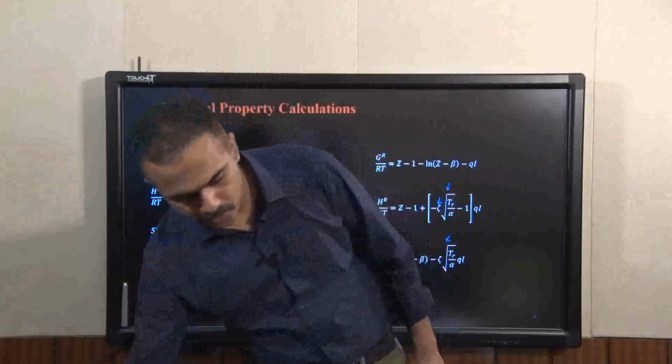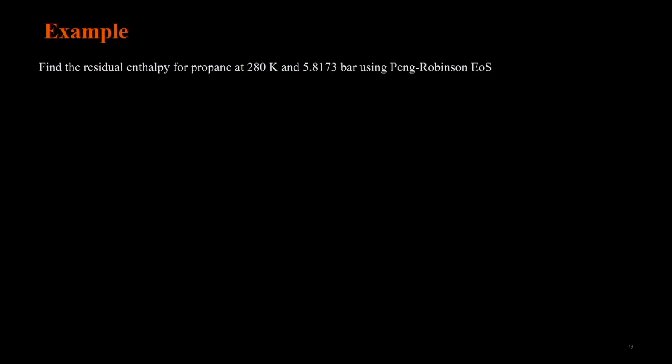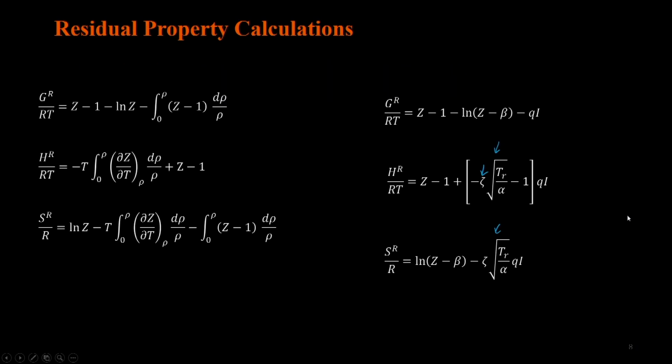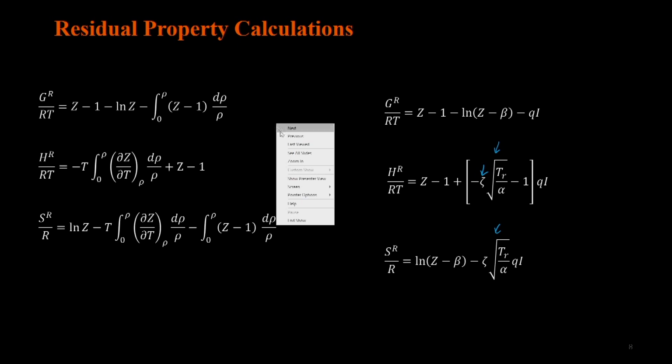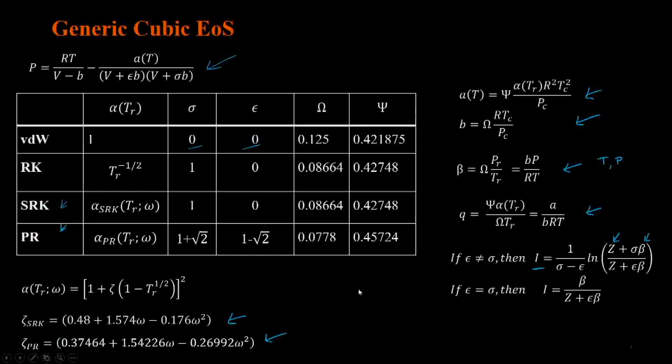So what we want to do now is look at an example. We're going to find the residual enthalpy of propane at 280 Kelvin and 5.8 bar using the Peng-Robinson equation of state. If you want to find the residual enthalpy, I need to calculate the compressibility factor Z, alpha, TR, Q, I, etc. So let's first go back to what the Peng-Robinson equation of state is.